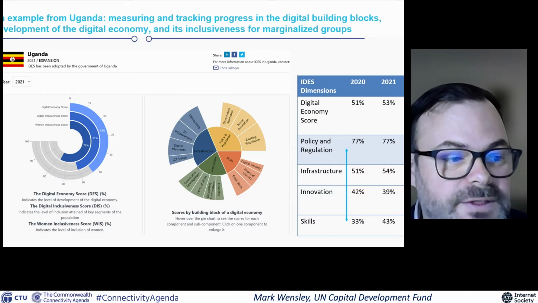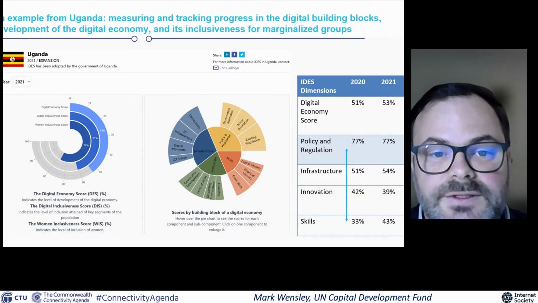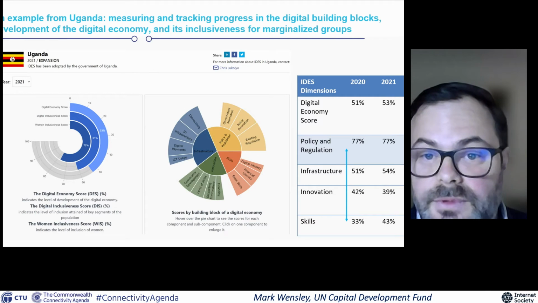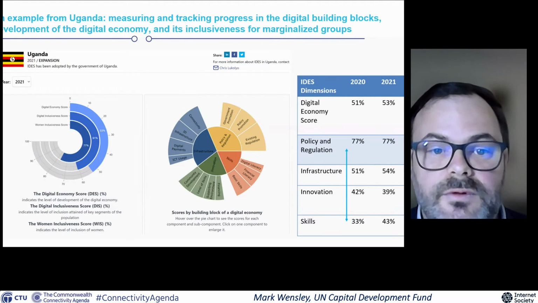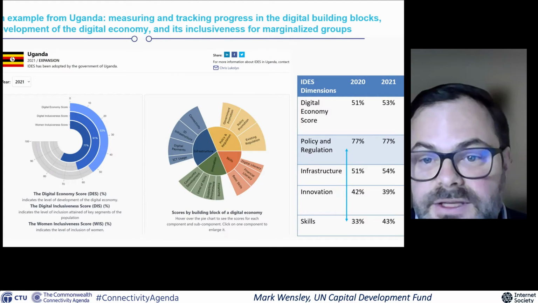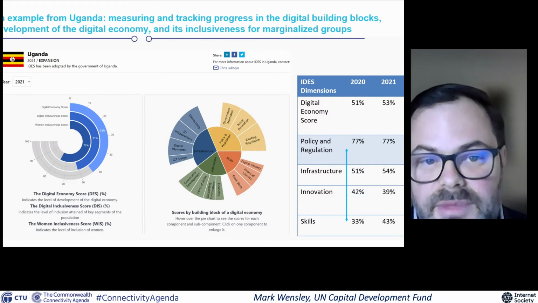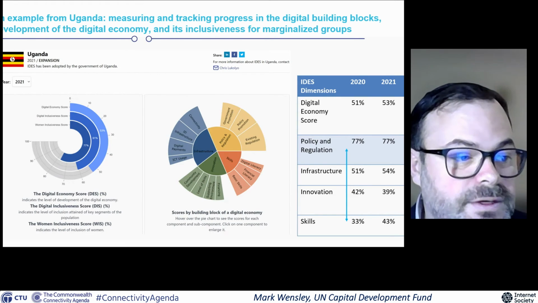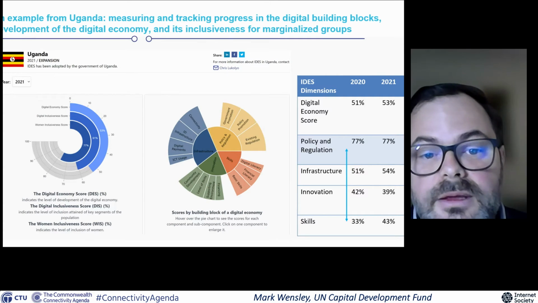And what's offered through the framework is also to see that from an inclusiveness perspective, several groups, especially rural communities and women, still experience gaps and face challenges to participate and benefit from the digital economy, and more so for women.